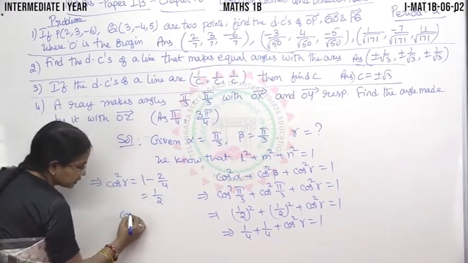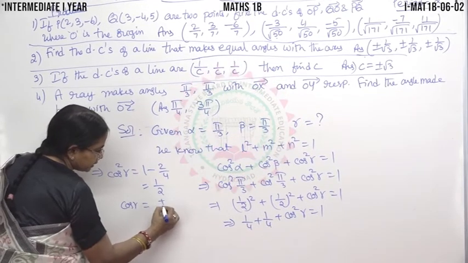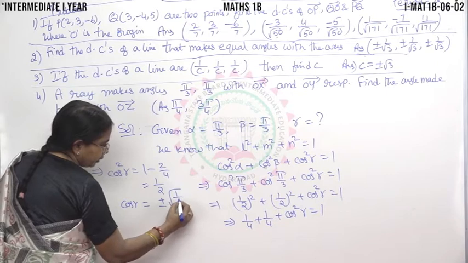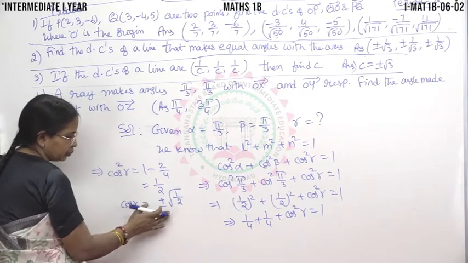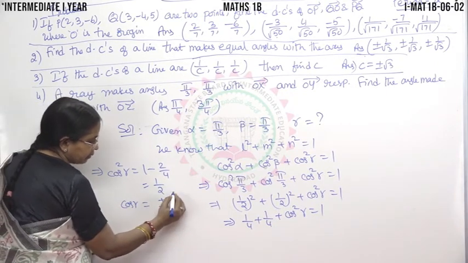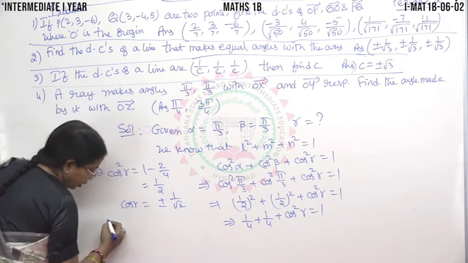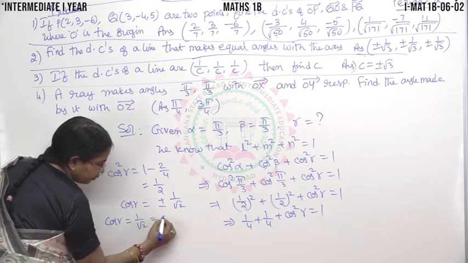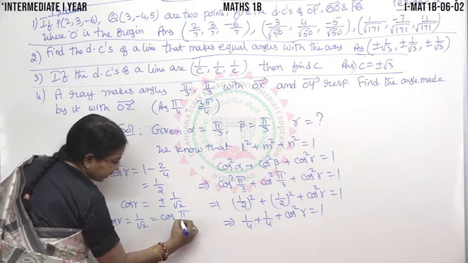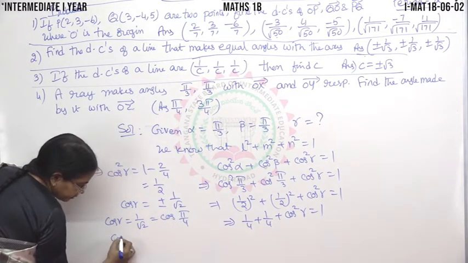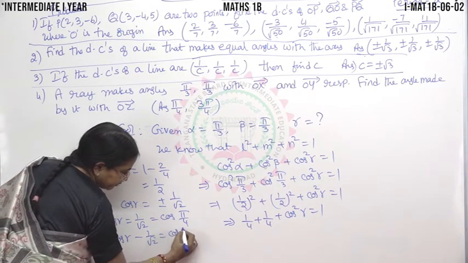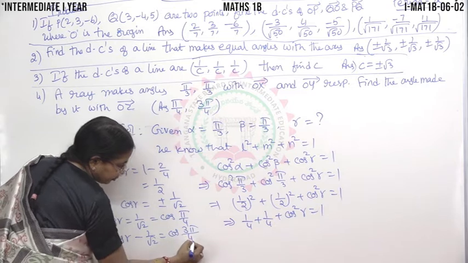So that means cos gamma is equal to plus or minus root of 1 by 2. So that is 1 by root 2. So it is plus or minus 1 by root 2. Now cos gamma is 1 by root 2. When it is plus 1 by root 2, you can write it as cos 45 degrees. And when it is minus 1 by root 2, you can write it as cos of 135 degrees. That is 3 pi by 4.